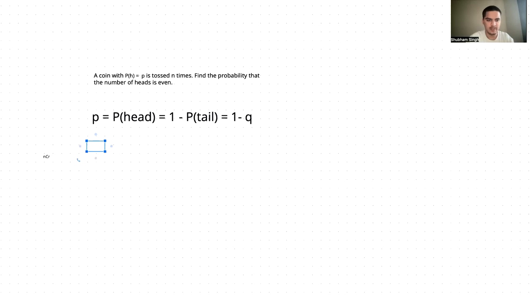we begin with what is the probability that the number of heads is even. For that, we need to know the probability of the number of heads being even. So that would be the probability of the number of heads being 0, the probability of heads being 2, the probability of heads being 4, 6, and so on.